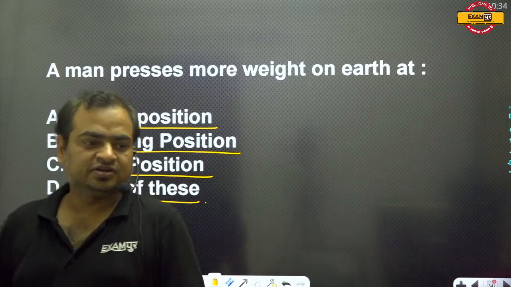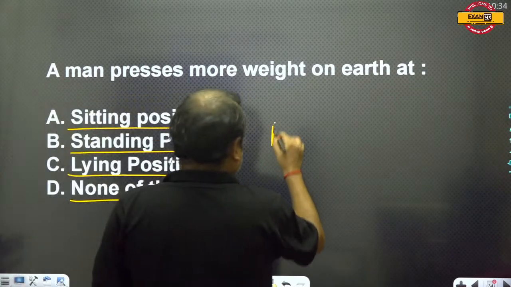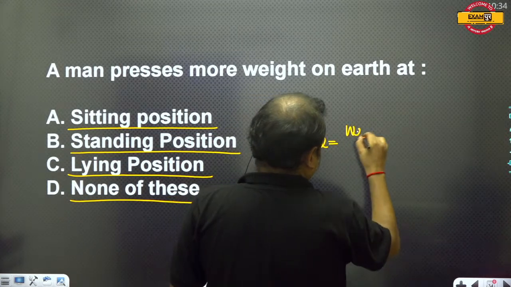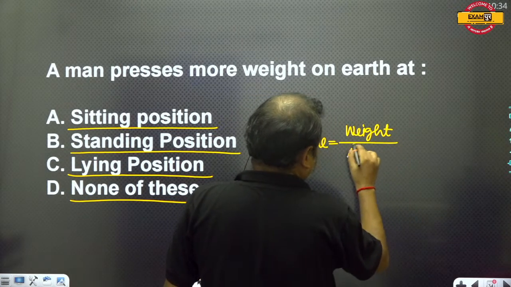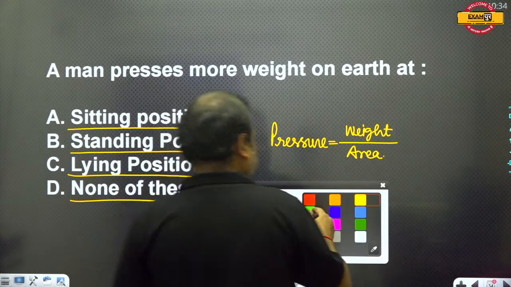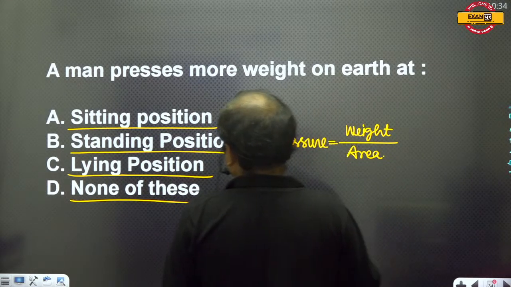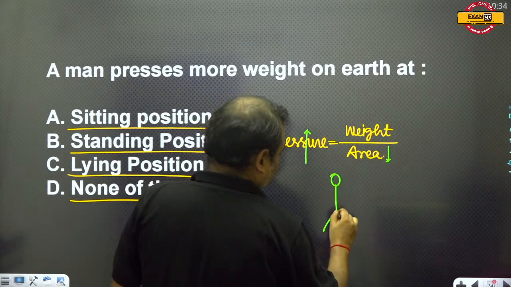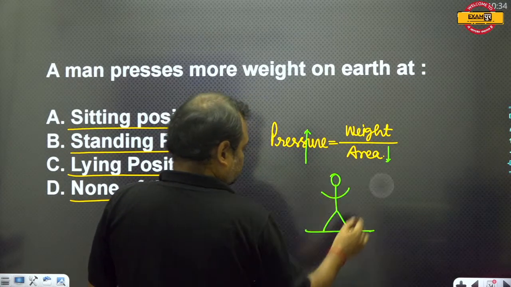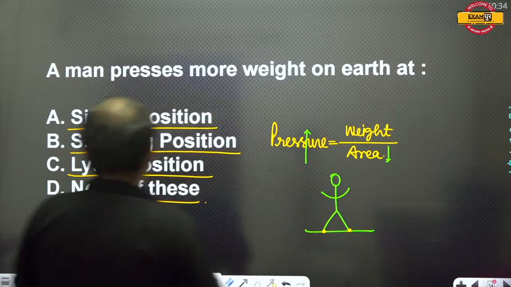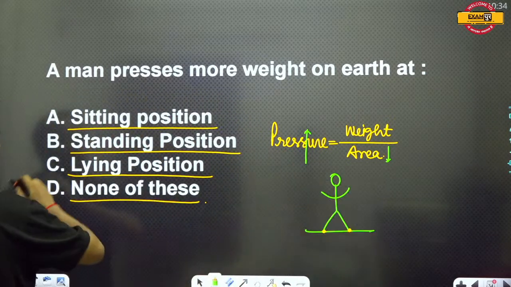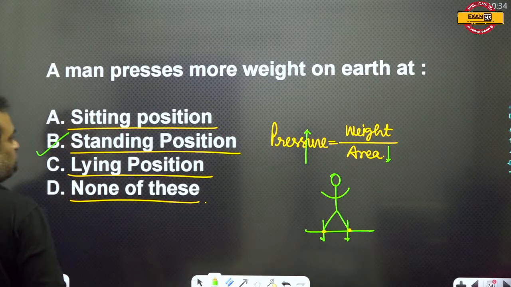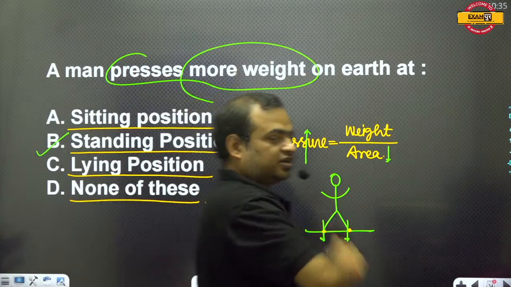A man presses, yes, we all know that the formula of pressure is equal to weight upon area. It means if the contact area is low, then the pressure will be high. Okay, so if a man is standing on the ground, it means the contact area is very low. If the contact area is very low, it means the pressure exerted by the man is very high. It means B option will be the correct answer.